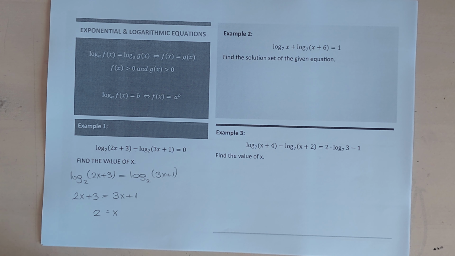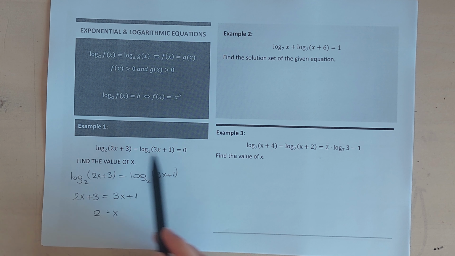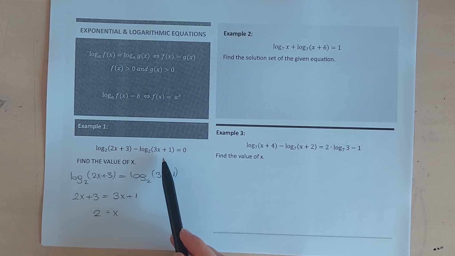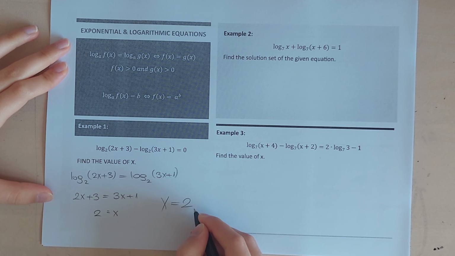And we should check if the insides of the logarithmic functions are positive. If we place 2 in for x, here we get 2 times 2 plus 3, which is 7, and here is also 7. 7 is greater than 0, so x is 2 is okay for us, and we get x is equal to 2.